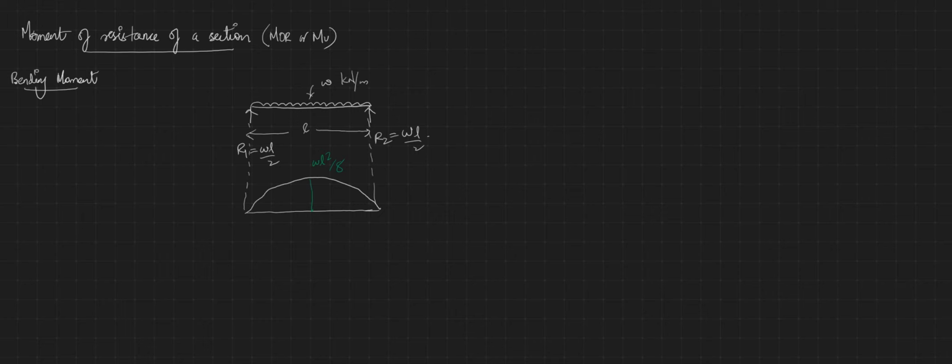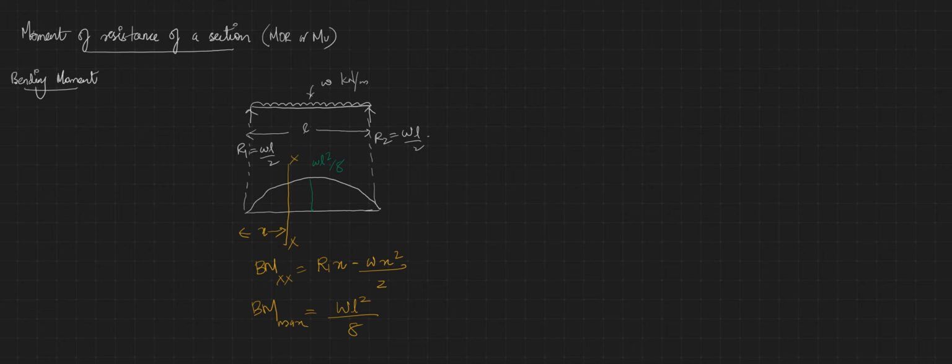And I'm considering a section at a distance x from the support. I'm considering a section xx. Then the bending moment at xx, I could write it as R1 into x minus Wx square by 2, and the maximum bending moment I could write as WL square by 8.